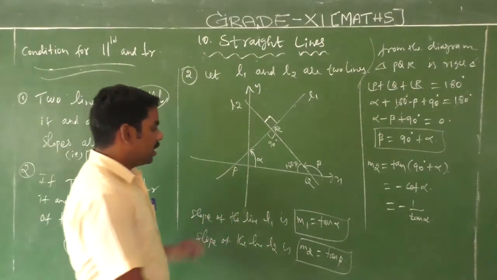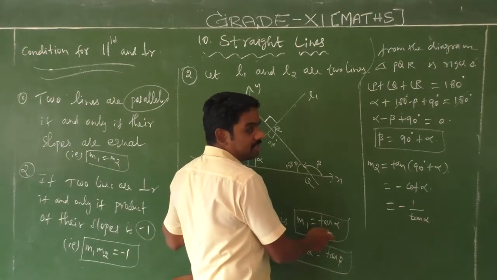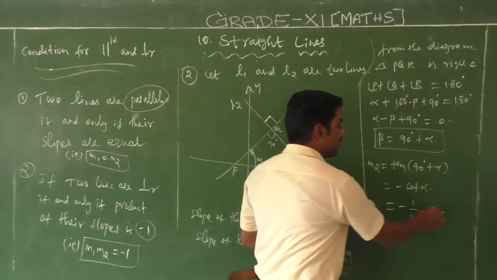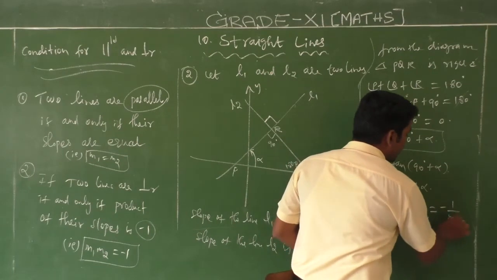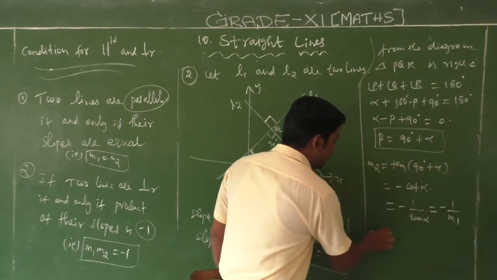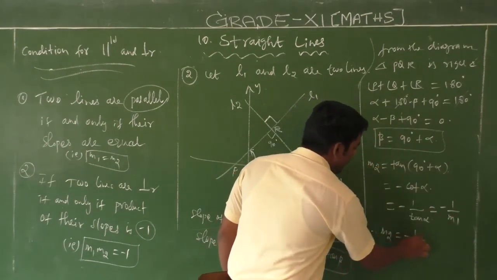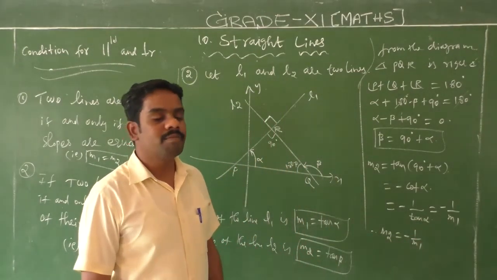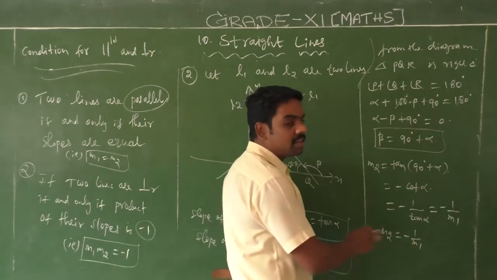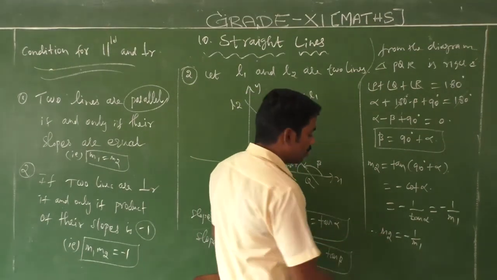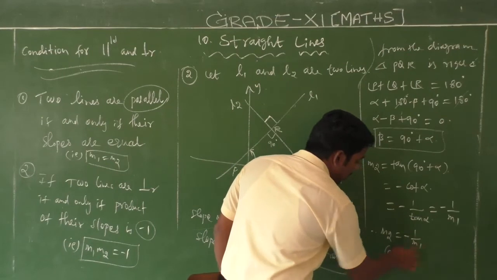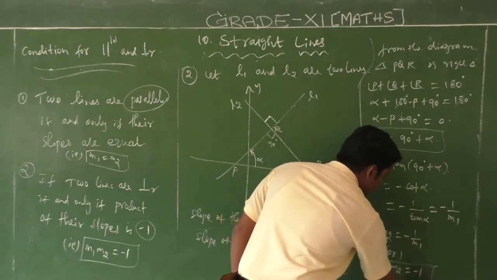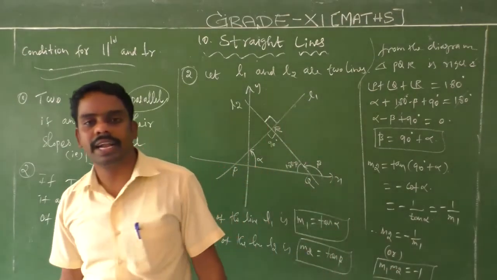Already M1 is tan alpha. Here minus 1 by tan alpha is written as minus 1 divided by M1. So therefore M2 is equal to minus 1 divided by M1, or M1 is equal to minus 1 divided by M2, or M1 into M2 is equal to minus 1.